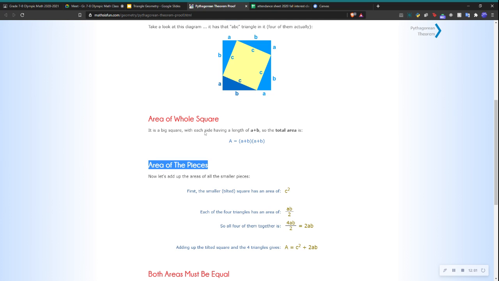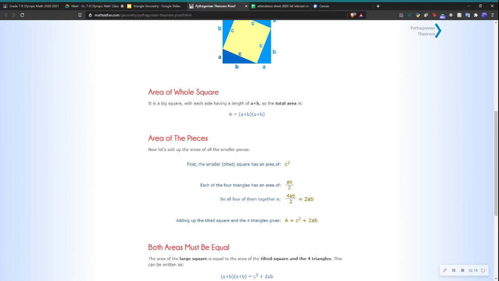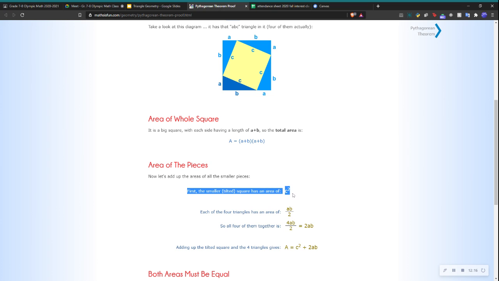And now you have to consider the area of the individual pieces. So here you have 4 right triangles, and then you have the smaller yellow square in here. So you're just going to count the area of those shapes. So first they found the area of the smaller square, which is just c squared. So c is the side length of that smaller square, so you just square it to get the area.